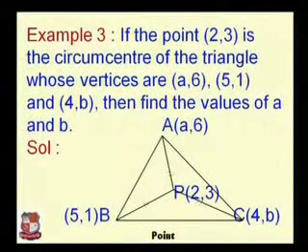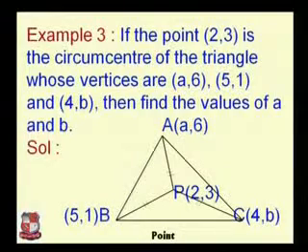Now next example. If the point (2, 3) is the circumcenter of a triangle whose vertices are A(a, 6), B(5, 1) and C(4, b), then find the values of a and b. So in this example, three vertices are given and the circumcenter is also given. We have to find the values of a and b. Let us see this figure.